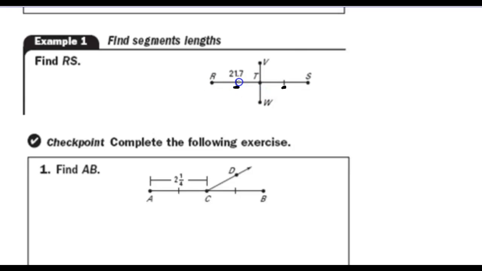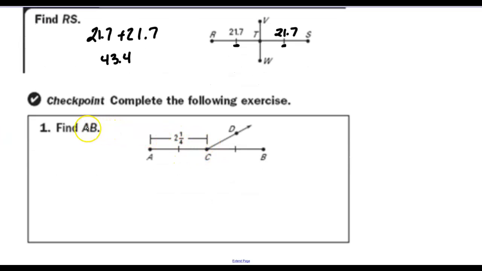So what you're going to do is add 21.7 and 21.7 because these two segments are congruent. You add those up and you get 21.7 plus 21.7, which is 43.4.